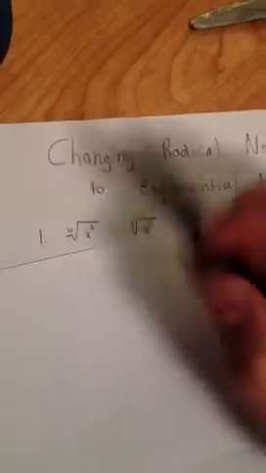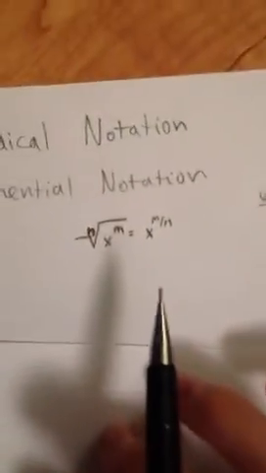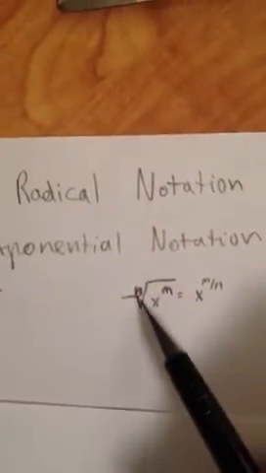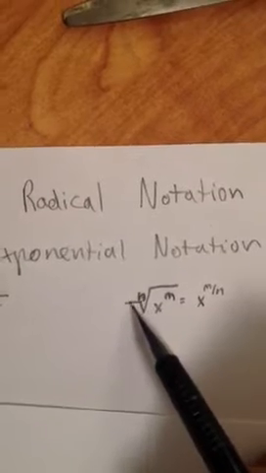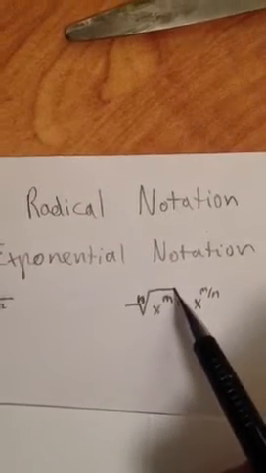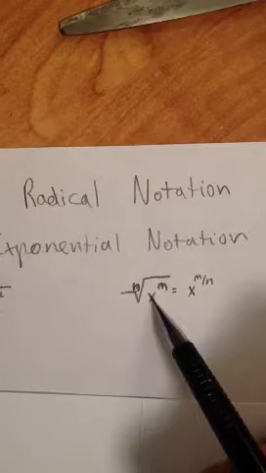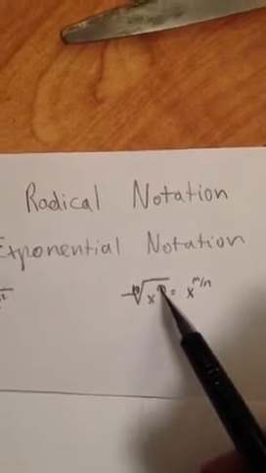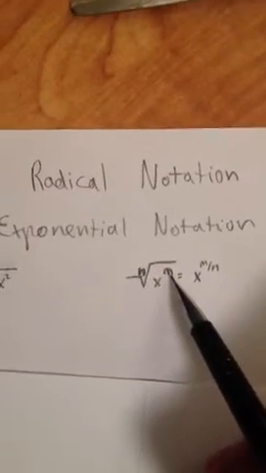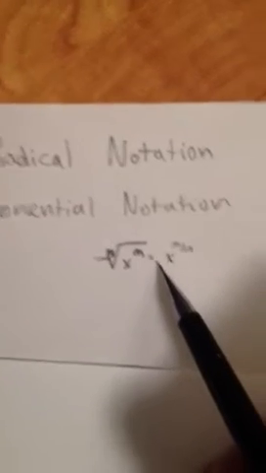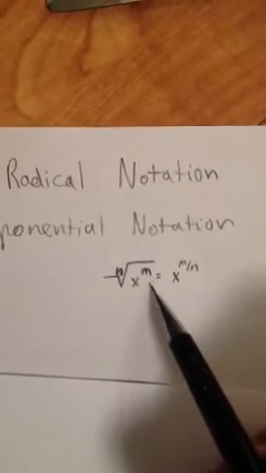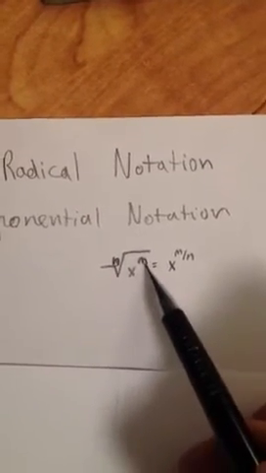So we're just going to start out with an example. The n stands for our index. This line right here is called our radical. The x is the base, and the m is the exponent. And to turn that into exponential notation, it's just this simple equation. So your index goes under your exponent.